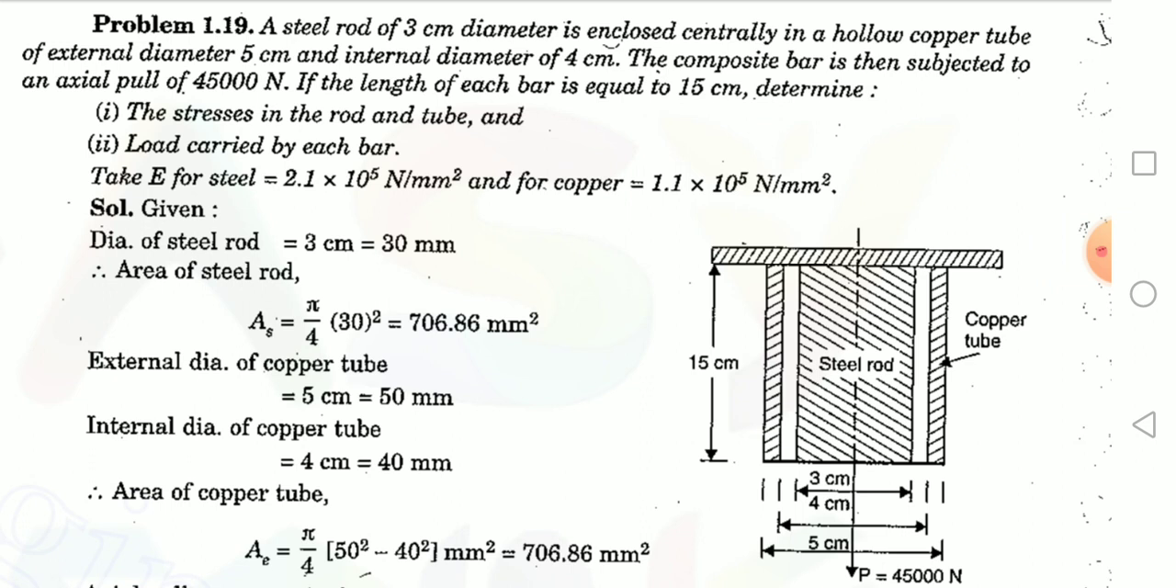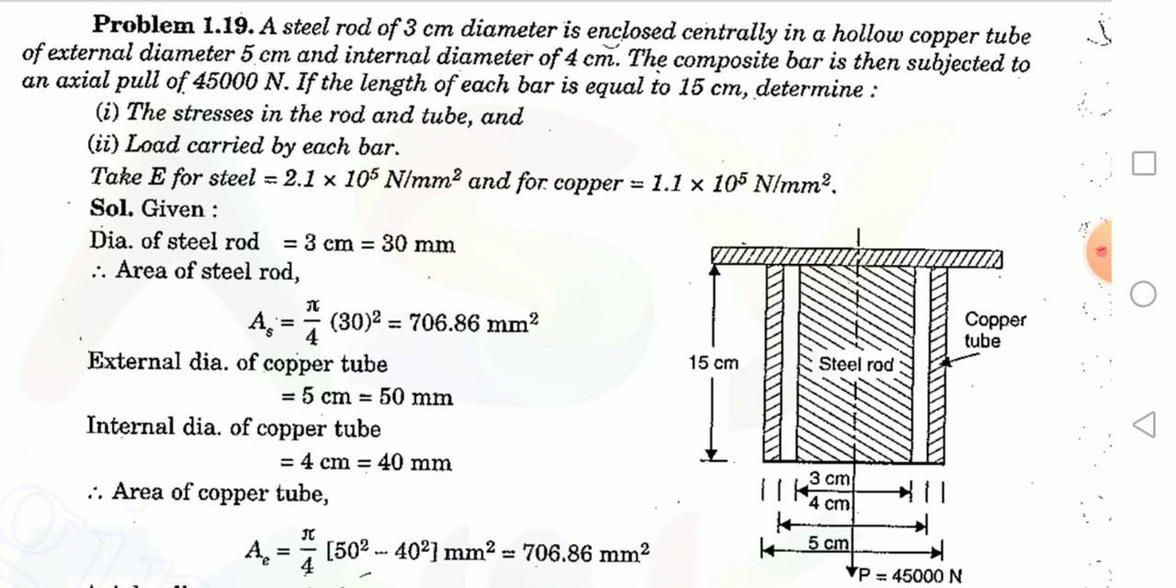Take capital E for steel as 2.1 into 10 power 5 Newton per millimeter squared, and for copper 1.1 into 10 power 5 Newton per millimeter squared. So in this problem, the diameter of steel rod equal to 3 centimeter, that is 30 mm. Then area of steel rod is pi d squared by 4, pi into 30 squared by 4, which is 706.86 millimeter squared.